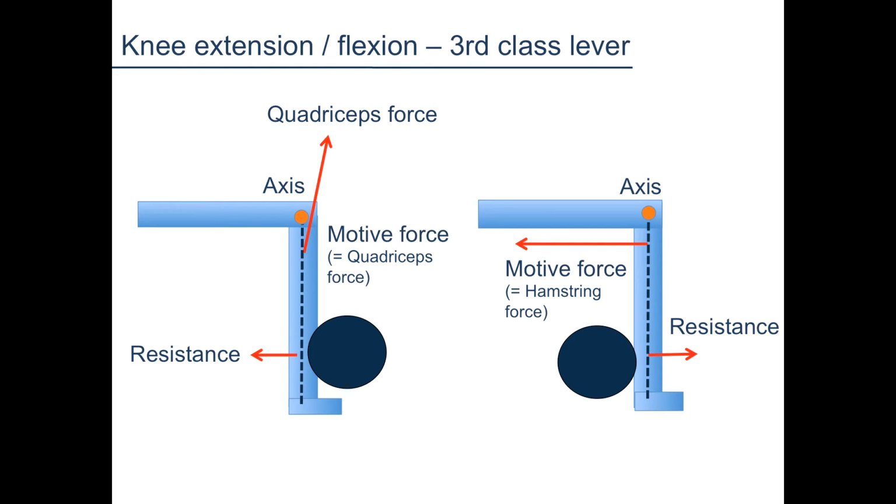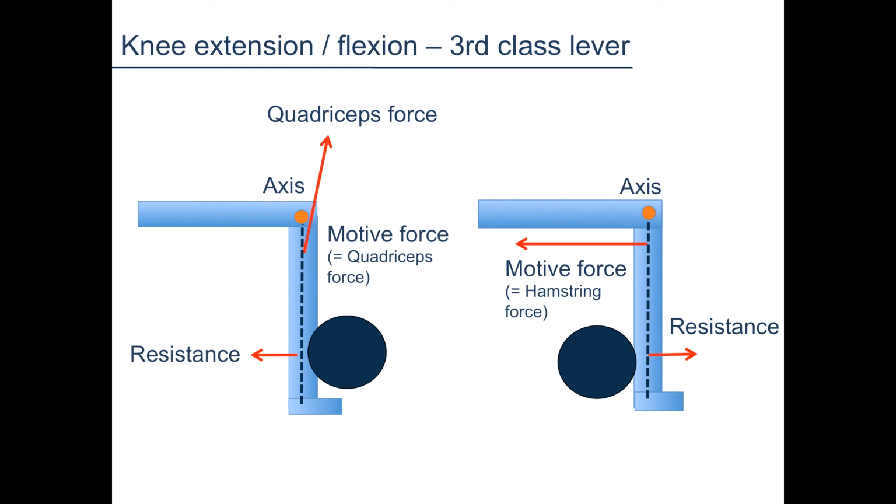The examples shown here are the knee flexion and extension mechanisms. The motive force for the knee extension is produced by the quadriceps, which inserts onto the tibial tubercle on the front of the knee. The resistive force in this case is the roller from the knee extension machine you may see at the gym. The resistive force is producing torque that causes knee flexion.